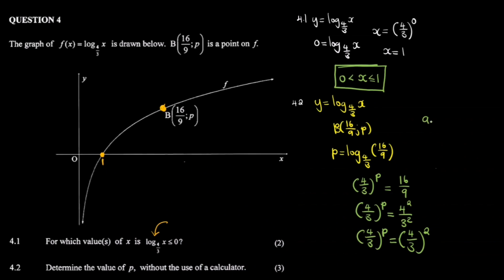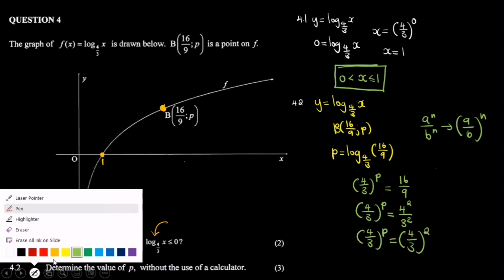Remember, I used this law of exponents. If you have a to the power n and b to the power n, you can just write this as a over b all raised to what? All raised to n. So that's essentially what I did here. I had 4 to the power 2, I had 3 to the power 2, so I raise 4/3 all to the exponent 2.